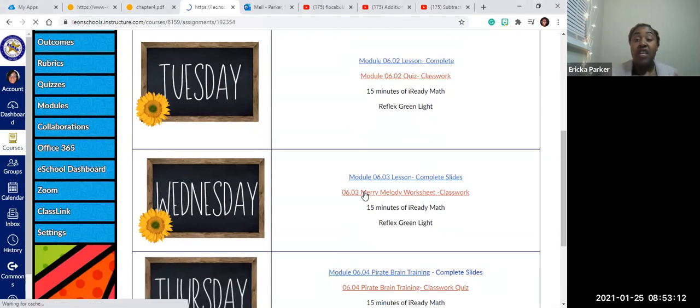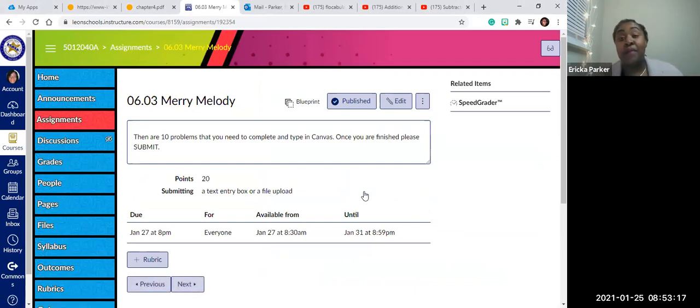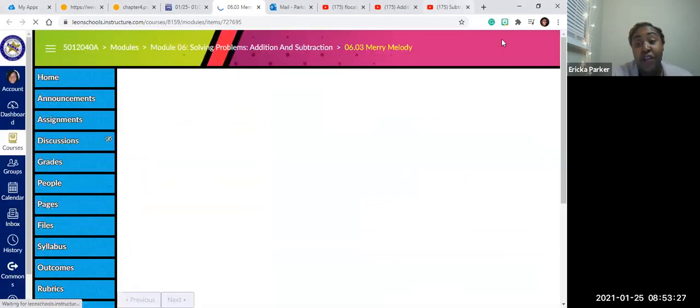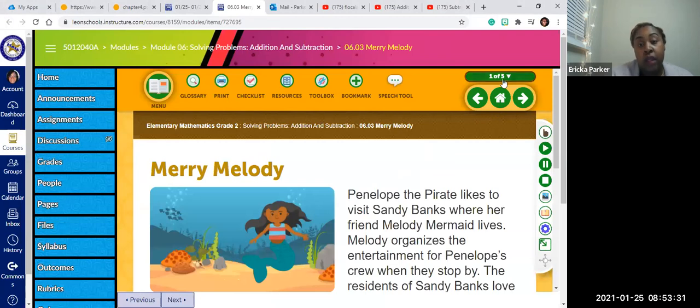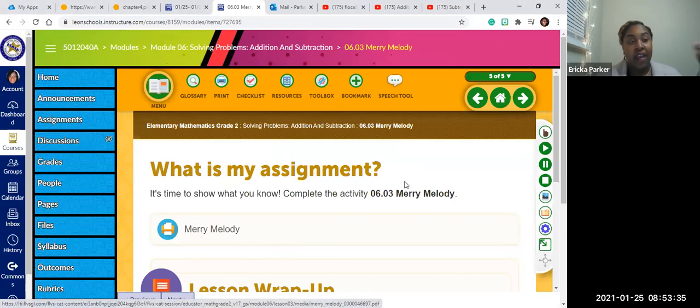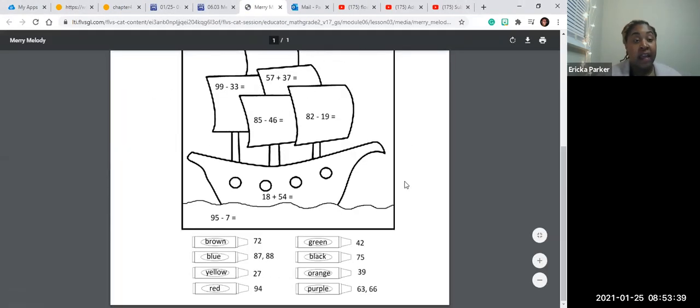So before we get started doing any math, I want to make sure we go through this. There are 10 problems on this worksheet. 10 problems. Now, I'm going to show you how the worksheet looks so that you don't have to worry about trying to figure out what it looks like. It's also in your Canvas lesson. So it looks something like this.